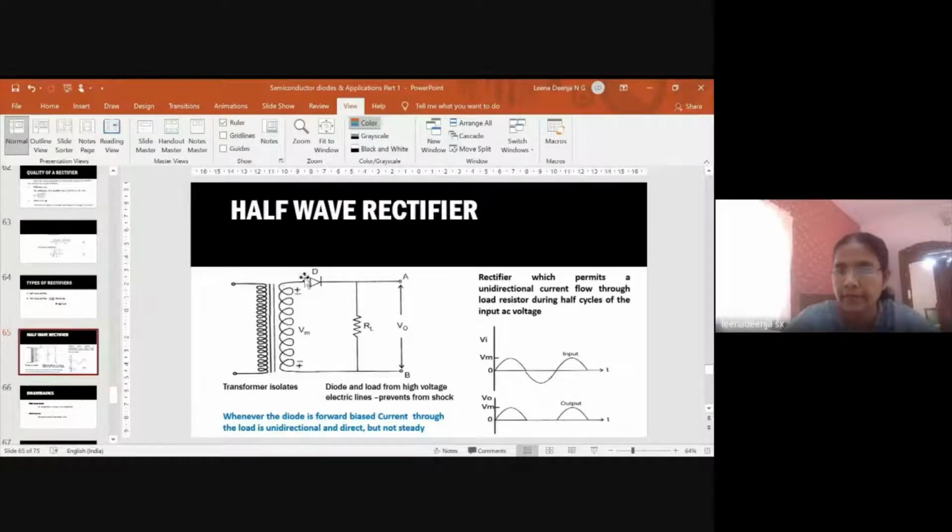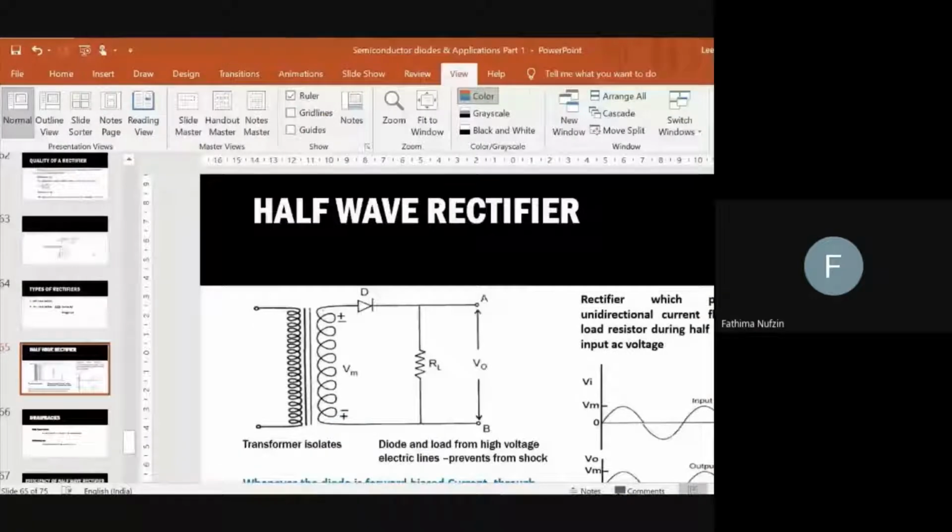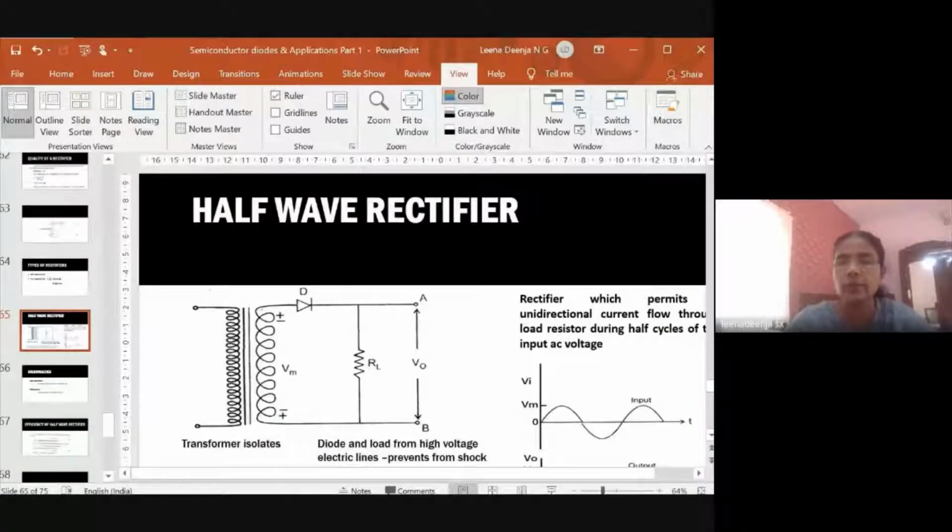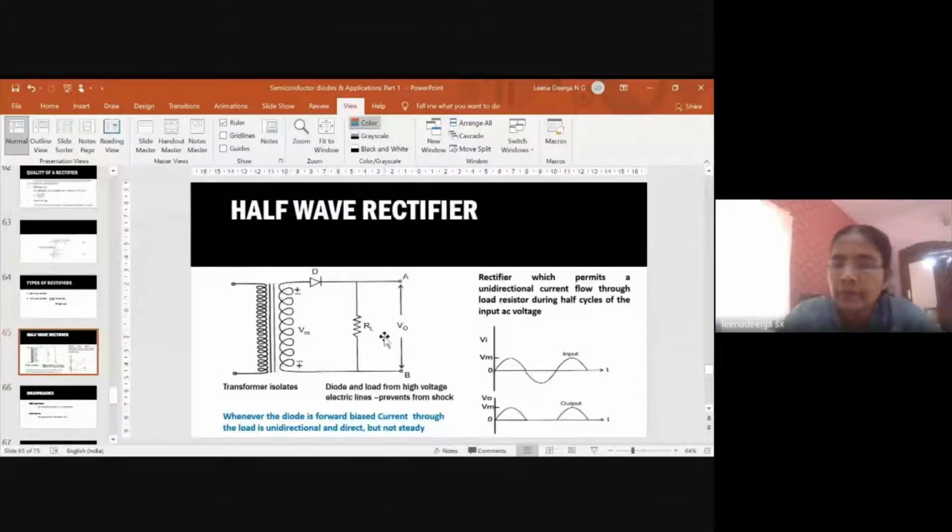So our diode is in which biasing? Forward biasing. Yes, diode is in forward biasing. And we know that when the diode is in forward biasing, current will flow through this diode. So it will conduct. That current will pass through this load resistance RL. Suppose this point we mark it as A and this as B. Current will flow from A to B through this RL. So that is the direction of current flow.